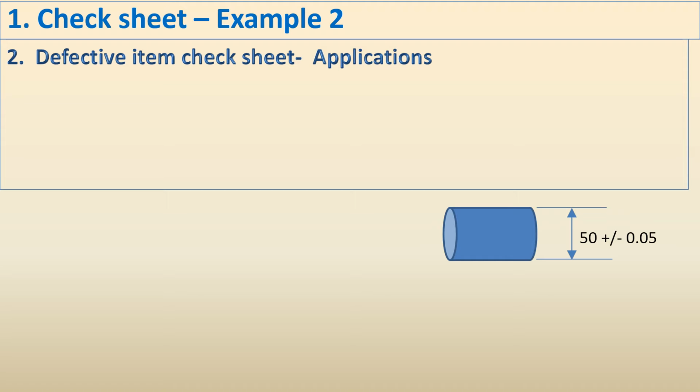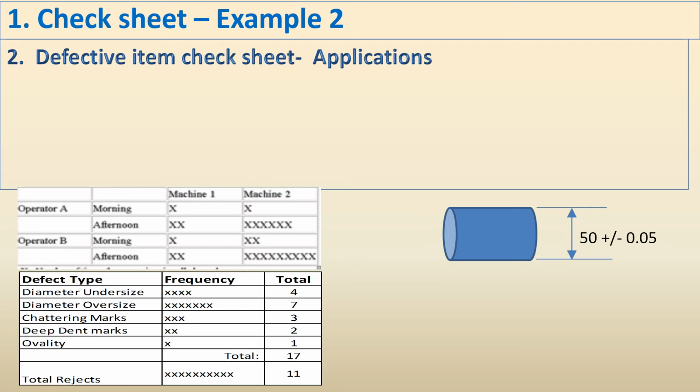This is the second type, defective item check sheet. Suppose we have to inspect these dimensions, 50 mm plus minus 0.05 mm, for this raw diameter. This has to be done on two machines, machine 1 and machine 2, and there are two operators, operator A and operator B, as shown here. In the afternoon it shows some defects here and here, but machine 1 has fewer defects, and machine 2 has more defects.